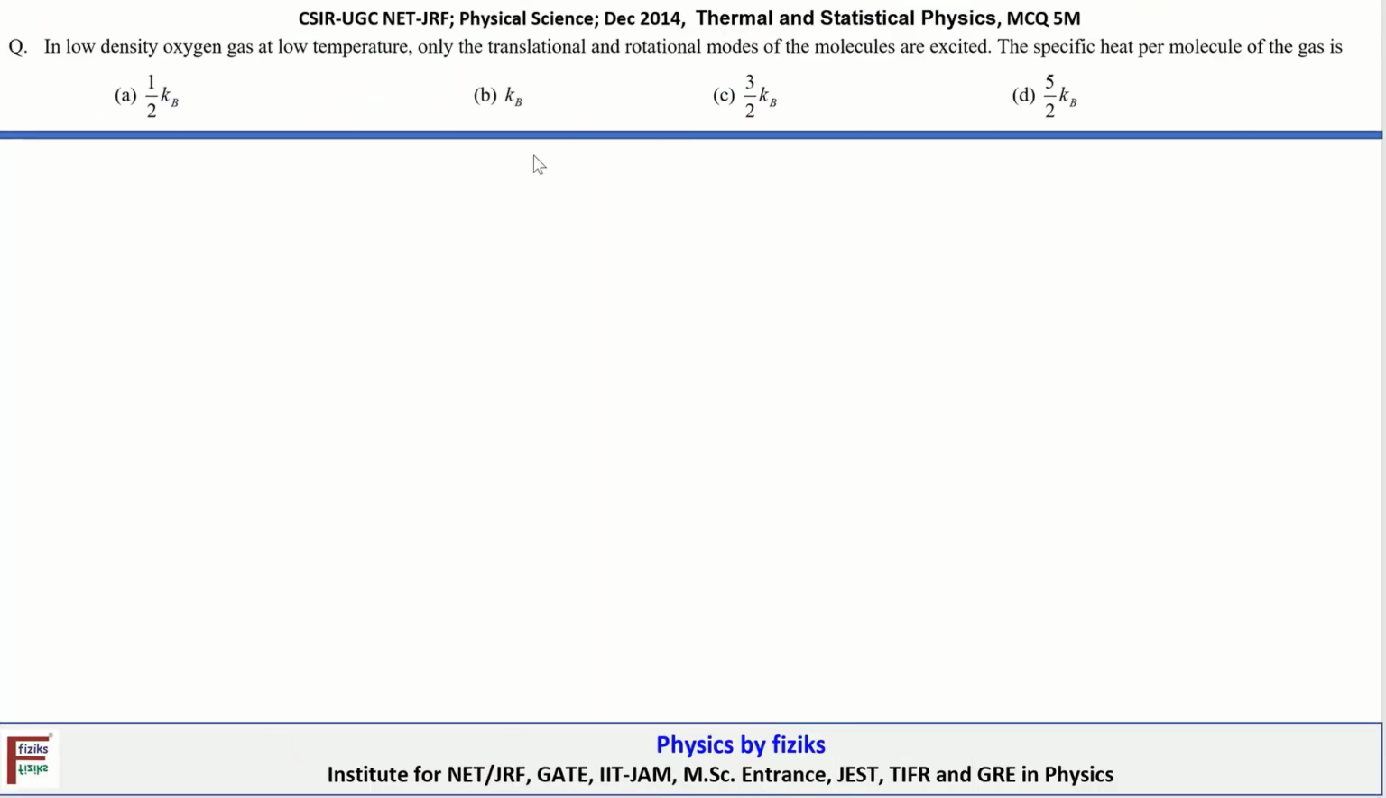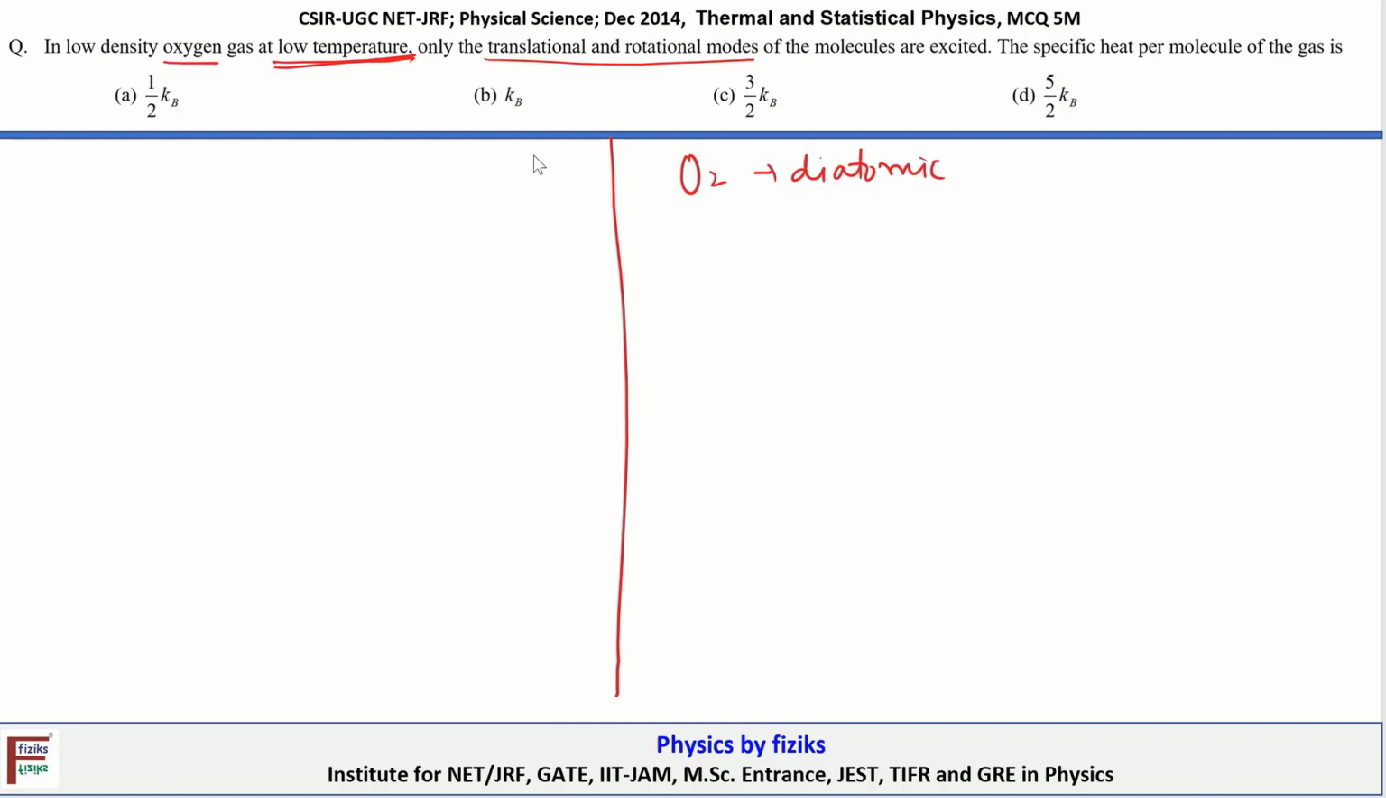Let's continue with the next problem. The statement is: in low density oxygen gas at low temperature, so that means we are talking about low temperature, only the translational and rotational modes of the molecules are excited. The specific heat per molecule of the gas is given by, okay, so it's an oxygen gas molecule, and at low temperatures we know that oxygen gas is diatomic in nature.